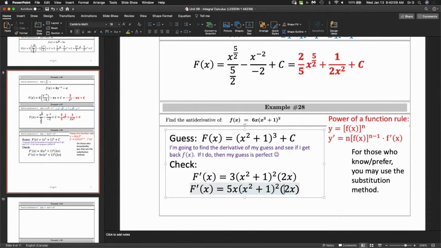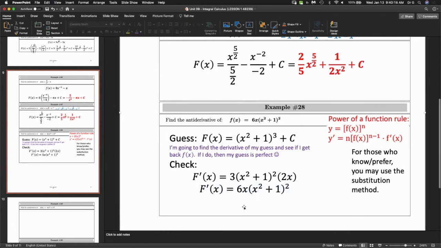Let me know in the chat. Was my guess good? How would you qualify my guess? Would you say it was a good guess? Was my guess perfect? Amir says it's close. Anybody want to vouch for me and say it's perfect? Yeah, it's perfect. OMG, it's perfect.